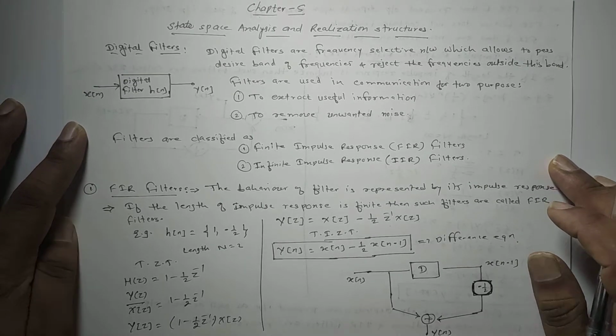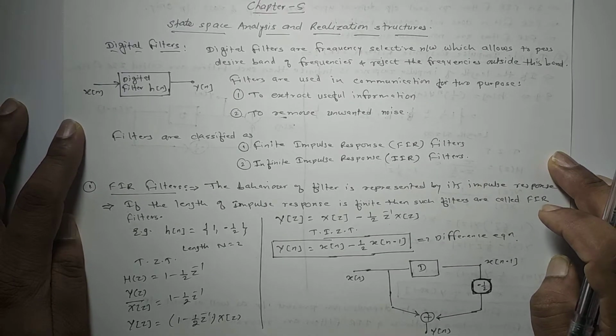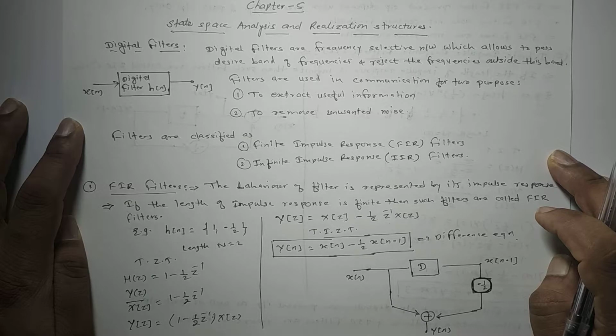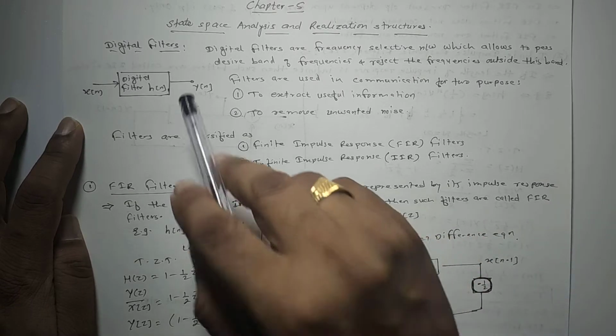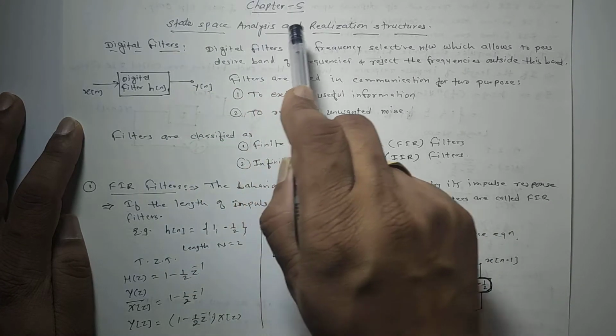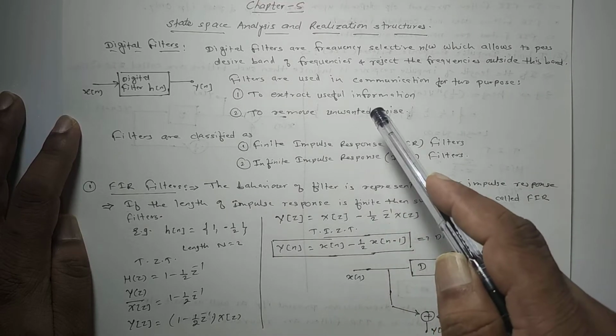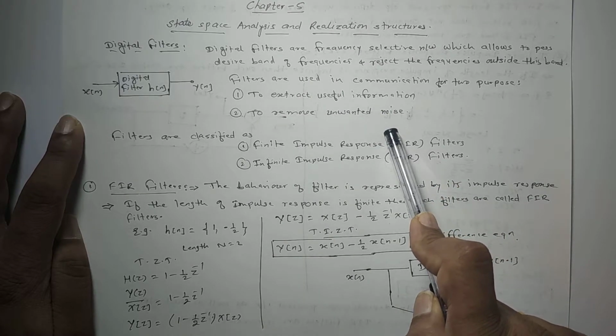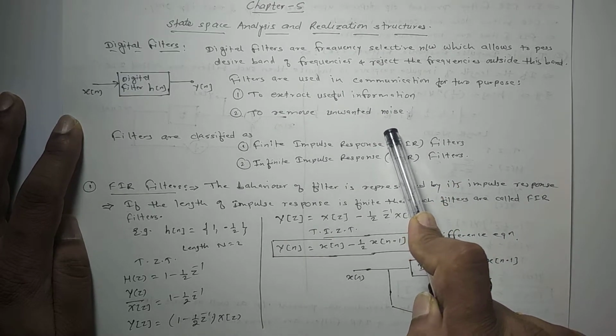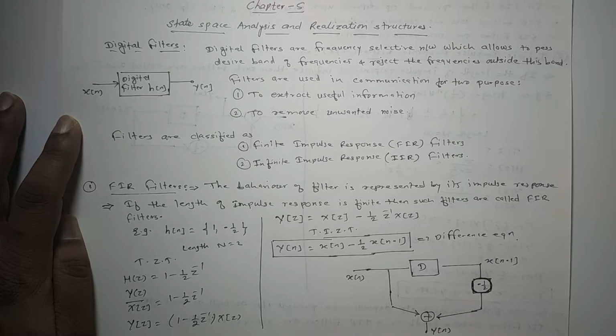Last time we finished the chapter Z transform. Now let us start the next chapter, that is state space analysis and realization structures. So before starting with this realization structures, we'll see what is meant by digital filter, what is a FIR filter and what is IIR filter.